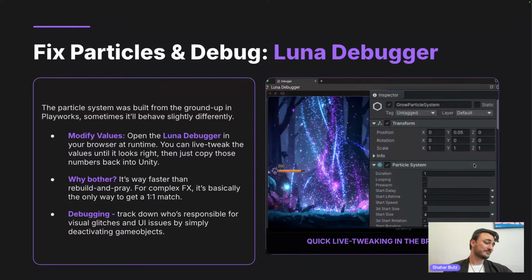All right. Anyone who uses particle effects, you probably already noticed that particle effects can sometimes be inconsistent between Playworks and Unity. I work with particle effects all the time. I'm a big believer of juice in your games. And what I do to go around that inconsistency is basically use the Luna debugger. I'm going to demonstrate it real quick if some of you are not familiar with it.